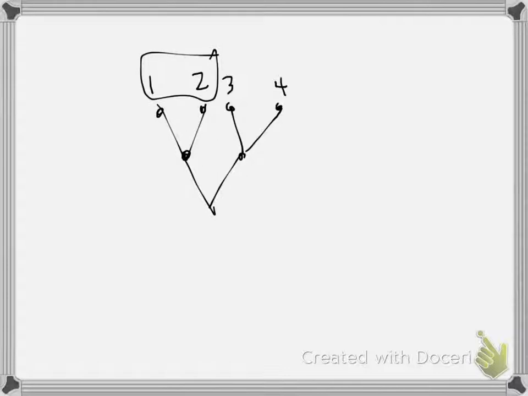Person 1 and 2 share a common ancestor, one parent. Person 3 and 4 share a common ancestor, one parent. But these two are siblings. They share a common ancestor. 1, 2, 3, and 4 are cousins. So 1, 2, 3, and 4 have a common ancestor two generations back. Now, it's not always so easy to say neatly.